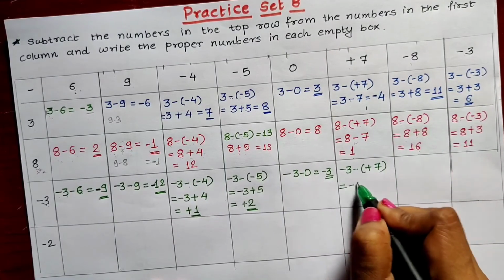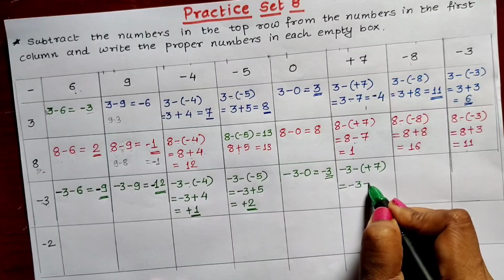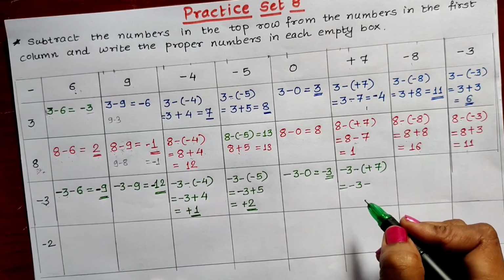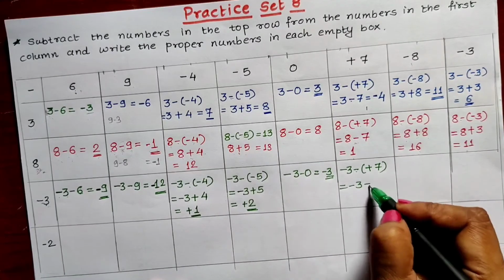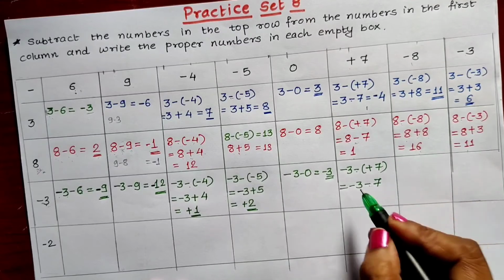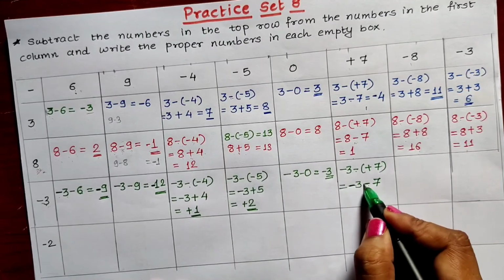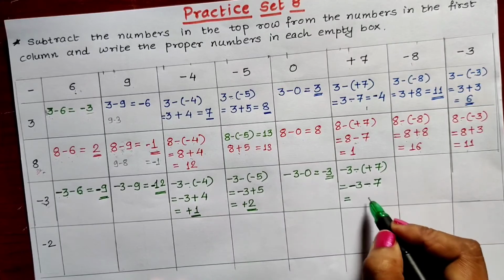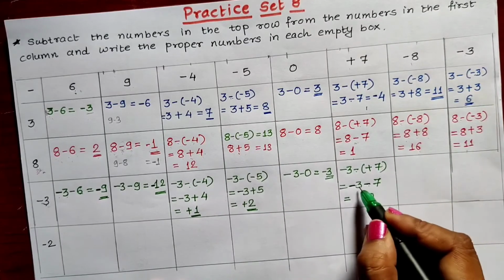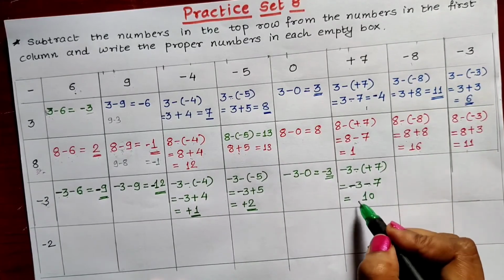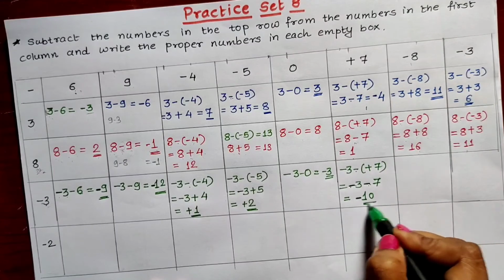So, minus 3 as it is, I write. Minus plus will become minus. Combine the sign and write single sign. Minus plus minus, and this 7 as it is. Both numbers are having same sign. Minus minus sign. Same sign means what? We will have to add the numbers. 3 plus 7 is 10, and give common sign to the answer. Common sign means minus sign.